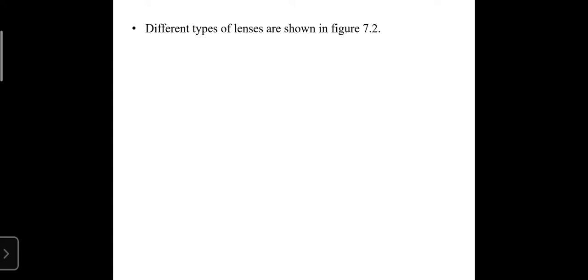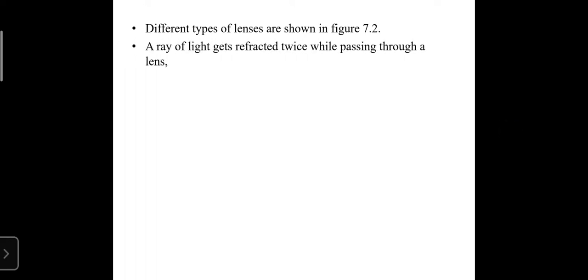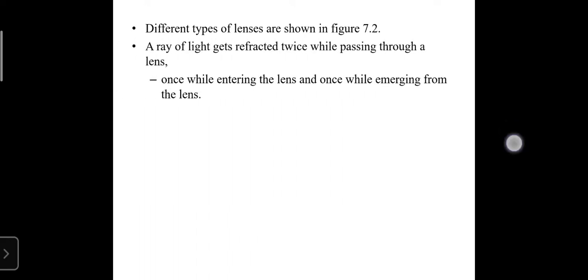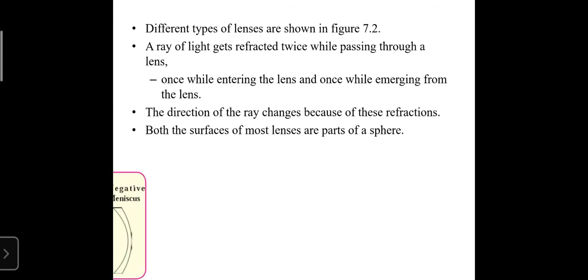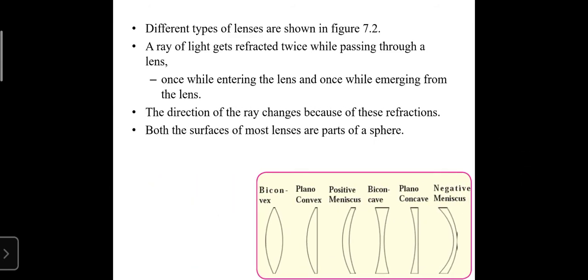Different types of lens are used, which are shown in figure number 7.2. This is figure number 7.2. You can see biconvex, plano-convex, positive meniscus, biconcave, plano-concave, and negative meniscus. These are the different types of lenses which are used.